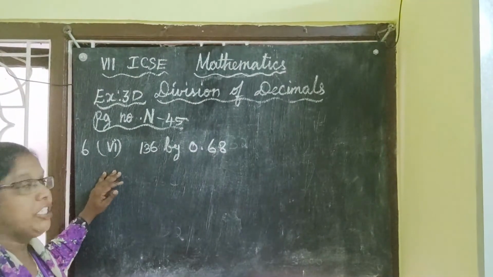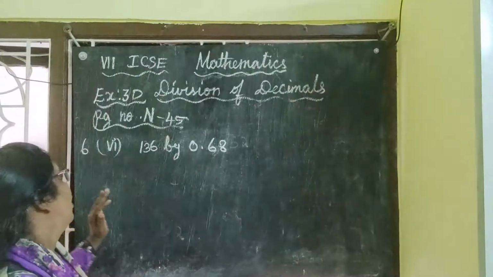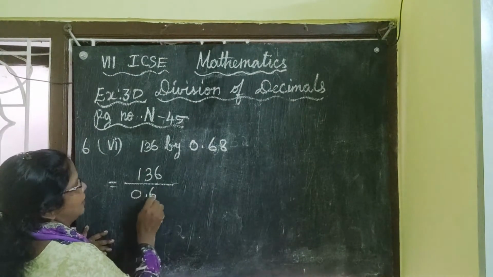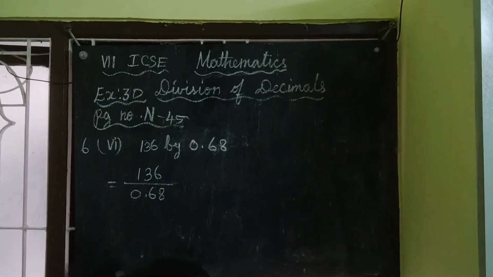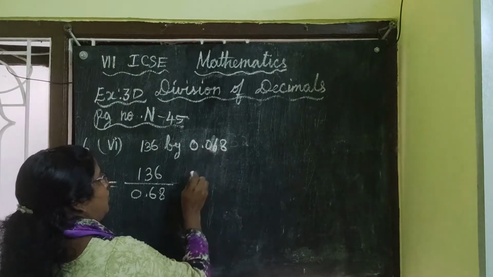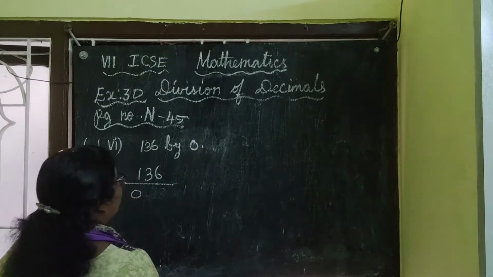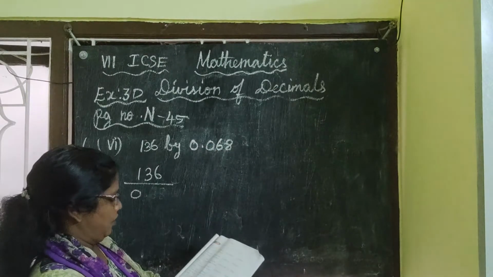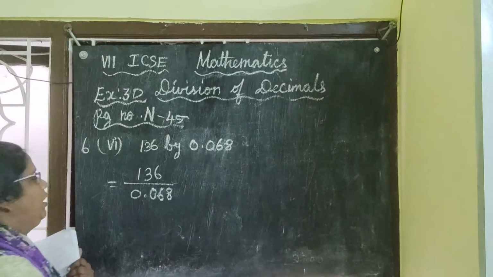Okay, only one time I am going to teach from this topic also. This time when you see the PDF you will understand well. Okay. Now listen. 136 is divided by 0.068. Let me write it clearly. Question is 136 divided by 0.068. Now it is like the fourth one only.